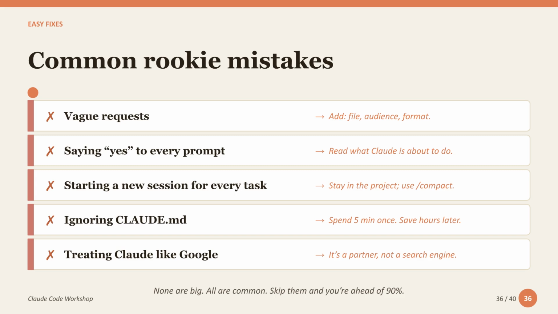Avoid these common rookie mistakes. Vague requests: add file, audience, and format. Auto-approving prompts: read what Claude is about to do. Starting a new session for every task: stay in the project and use /compact. Ignoring CLAUDE.md: spend 5 minutes once to save hours later. Treating Claude like Google: use it as a partner.